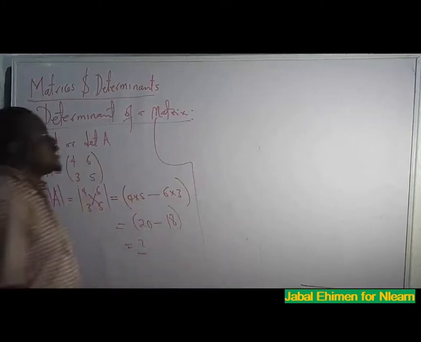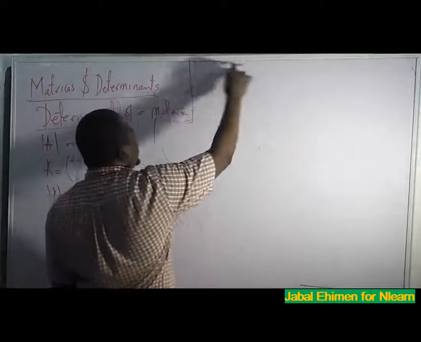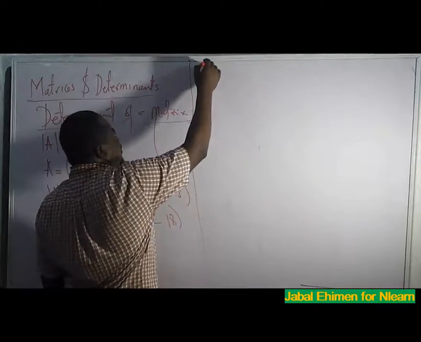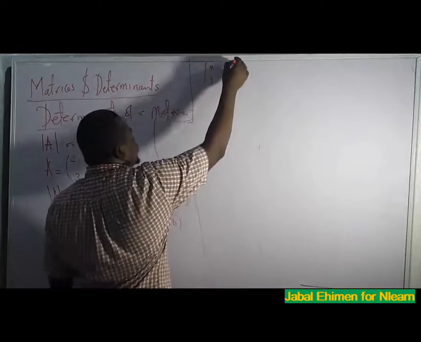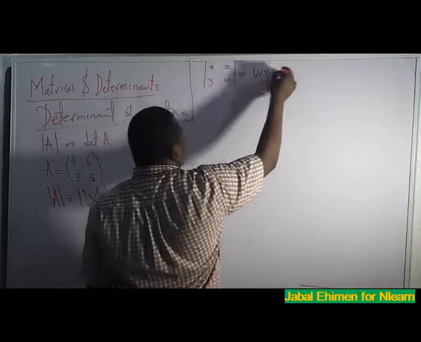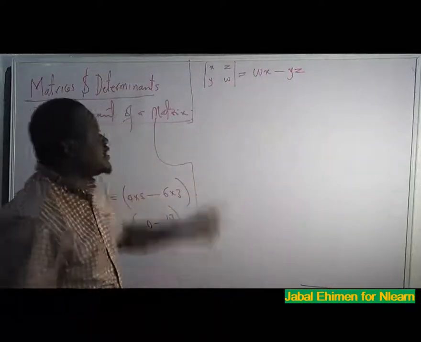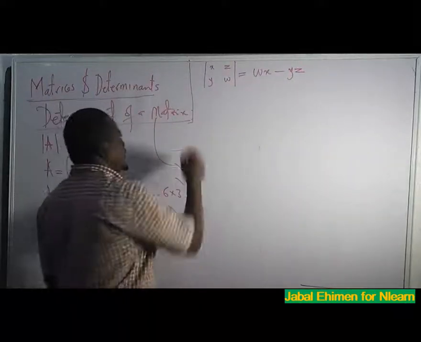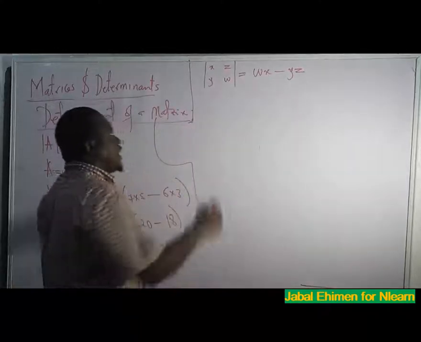So that is the determinant of a 2 by 2 matrix. But basically, it's easy for you to understand that if, for example, I have something like this, x, y, z, w, my determinant becomes wx minus yz. Always remember that.